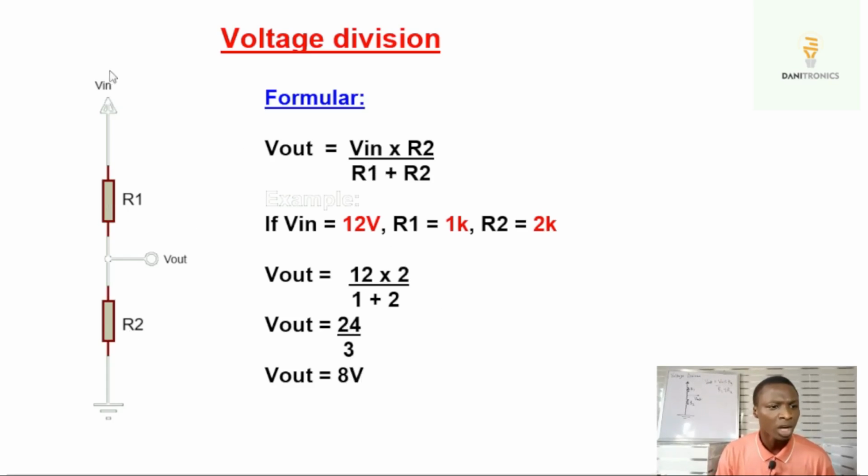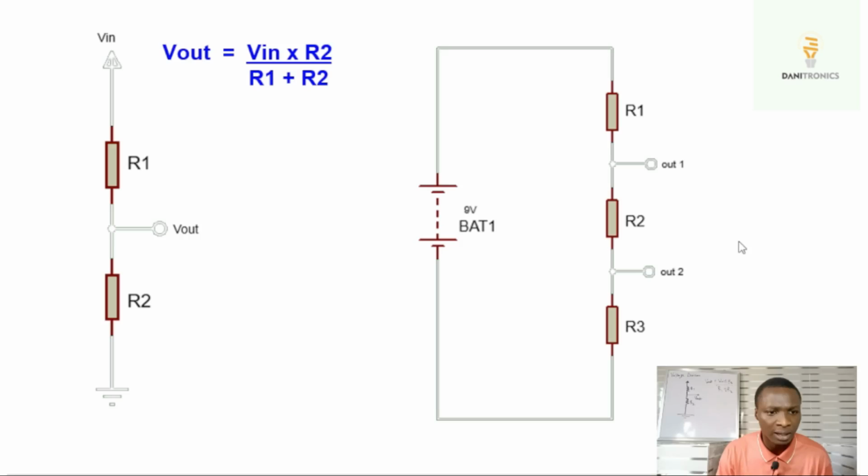and that's 8 volts. So we had 12 volts at the input, we needed 8 volts at the output. All we needed to do was just to connect two resistors in series of 1 kilo ohm and 2 kilo ohm, and that way we'll be getting 8 volts at the output. And if you want to get other voltages, you can use the formula, make whatever you need the subject of the formula, and you can get several values as you desire.